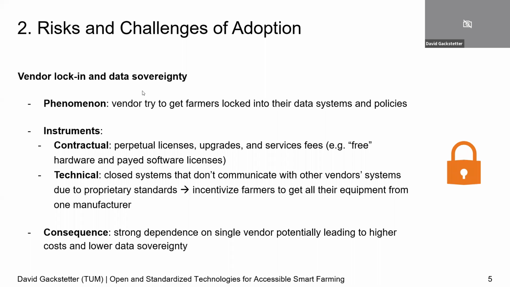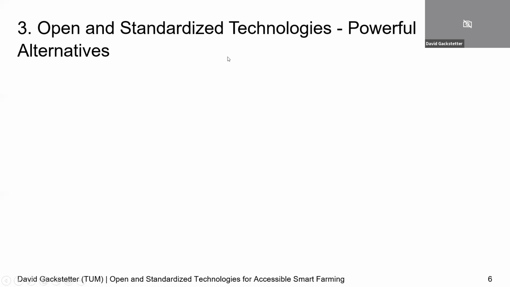The dependence on single vendors is thereby greatly enhanced, leading potentially to higher costs, because a farmer can no longer choose freely between products in the market which might suit him better. At the same time, this weakens his position in data sovereignty, meaning that he could provide his entire data and just receive some information back, and maybe not know what happens with all the other data that he's providing.